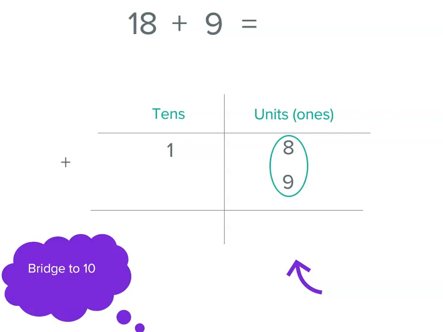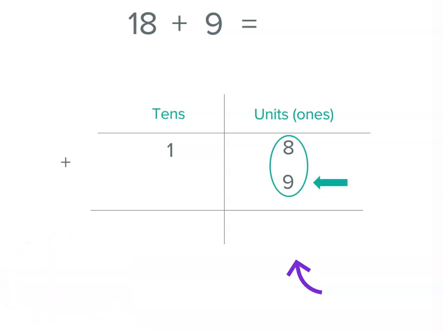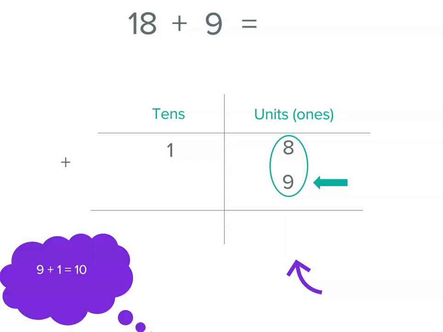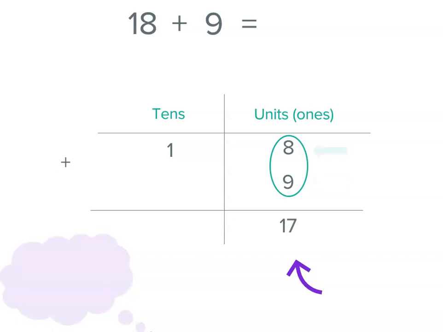Now, do you remember how to bridge to 10? What we want to do is add to 10 and then add the rest. So I'm going to start with 9, which is the biggest number. If I'm adding 8 to 9, I can add 1 first to get 10, and then I've still got 7 of my 8 to add. So 10 plus 7 is 17.